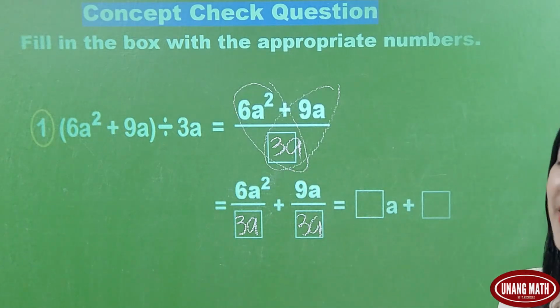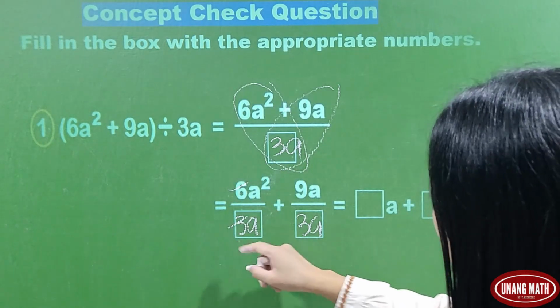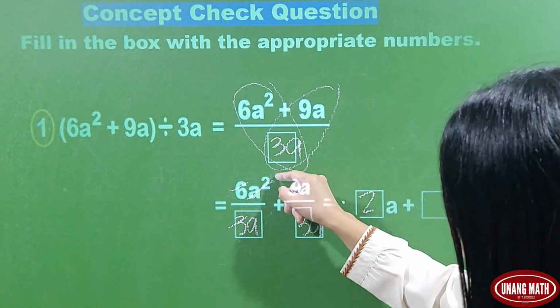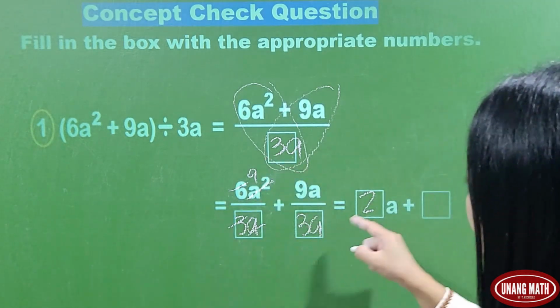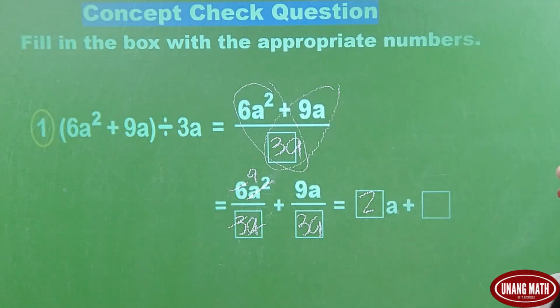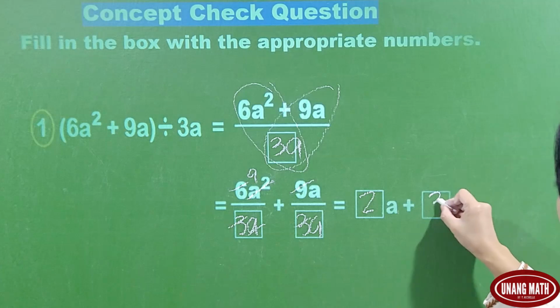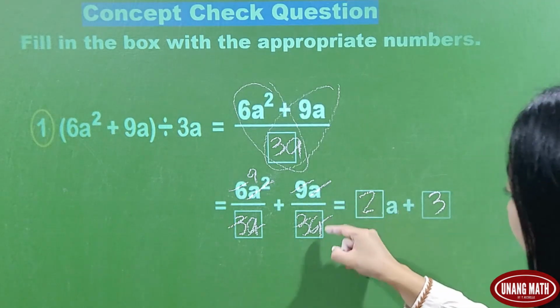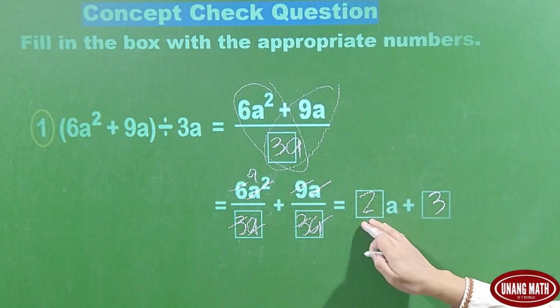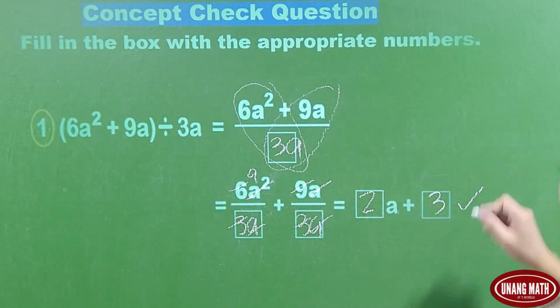Okay, let's simplify. 6 divided by 3 is equal to 2. And then a squared divided by a is a. So this is 2a. What about here? 9 divided by 3 is equal to 3. And then a divided by a is 1. So our simplified expression is 2a plus 3.